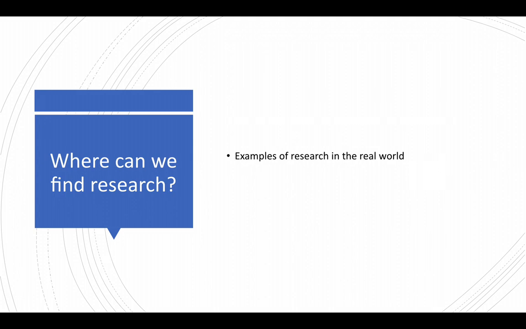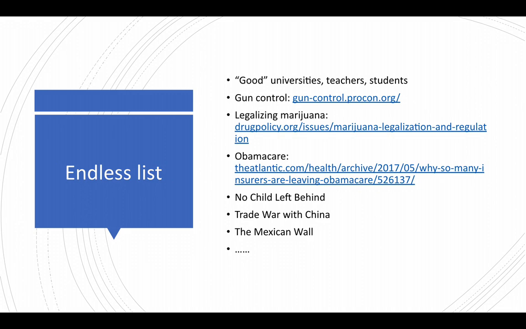So we talked a lot about research, evidence, all these things. Where can we find research? Let me show you some examples. This is an endless list. You'll find research about good universities, teachers, students. You'll find research about gun control, legalizing marijuana. How about Obamacare, for instance? No Child Left Behind, the trade war with China, and the Mexican War, of course. With Trump leaving the White House, you have new evidence coming in, so you need to conduct new research. So anyway, this is an endless list.